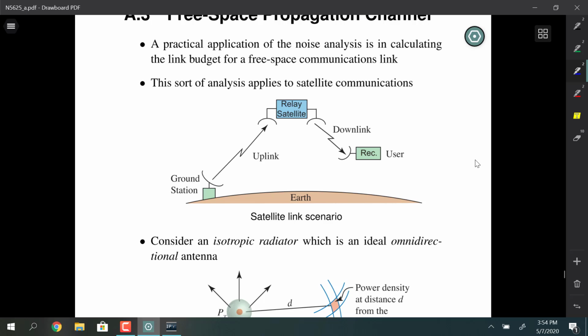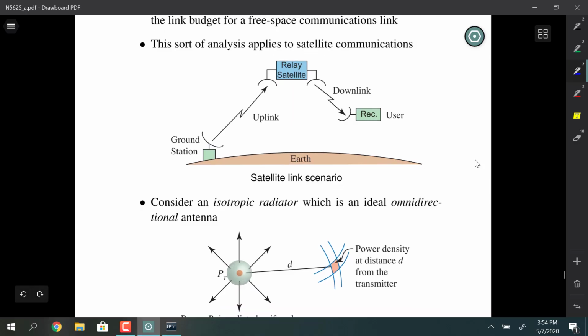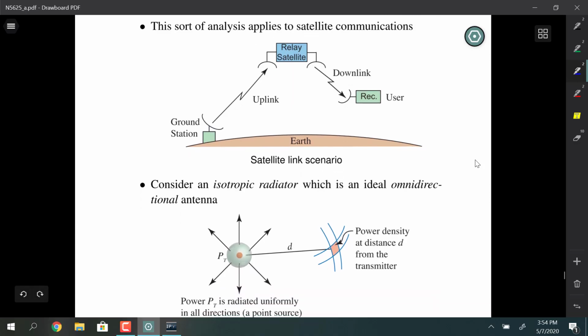Of course, terrestrial links are also subject to multipath, so we're not taking into account the multipath effects right now and how that makes things worse. We're just going to take a simple example of a satellite link where we have free space or line of sight links without any other propagation phenomena going on that will mess things up.